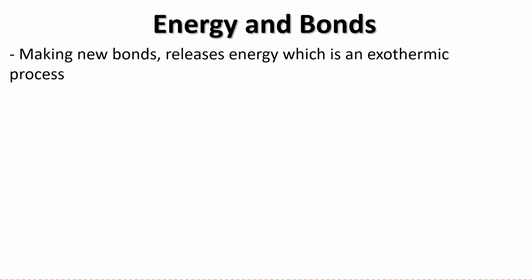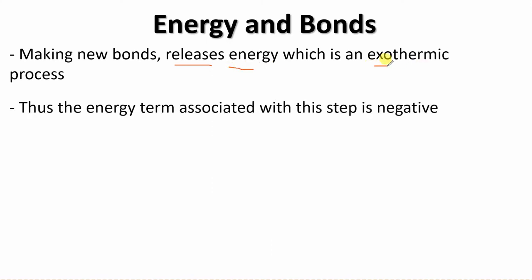When we make new bonds, this releases energy, which is an exothermic process. So whenever we release energy, releasing gets hot. Thus, the energy term associated with the step is negative because the system has lost heat. That's where the negative is coming from.